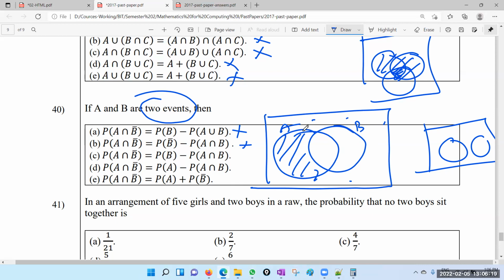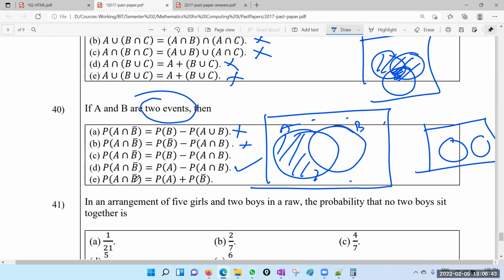What about this? A minus A intersection B. Yeah, that is correct. From A, you have to subtract the intersection. So then, of course, if you divide by N S every time, because N of A intersection B bar is N A minus N A intersection B, the probability is also correct.